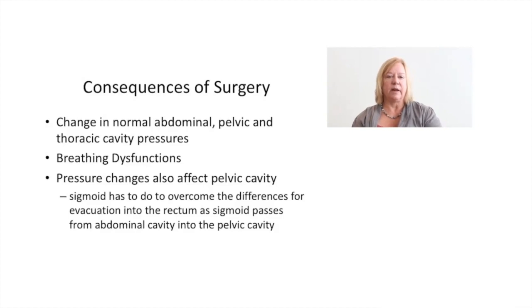One of the things that gets affected in the abdominal cavity is the colon, because the ascending and descending colon are retroperitoneal, and they have to overcome pressures in order for stool to move through. So if we have changes of pressure in the visceral cavity, that's going to greatly affect the GI system there. The sigmoid colon has to overcome the differences for evacuation into the rectum as the sigmoid passes from the abdominal cavity down into the pelvic cavity.